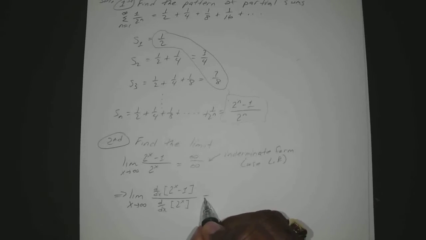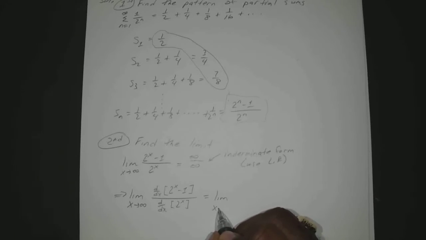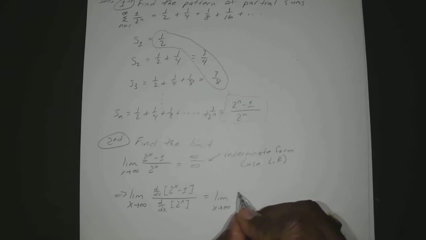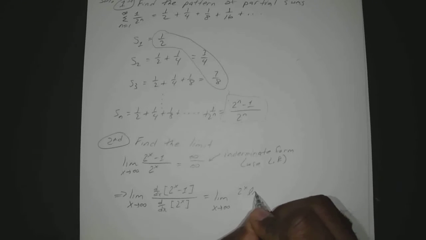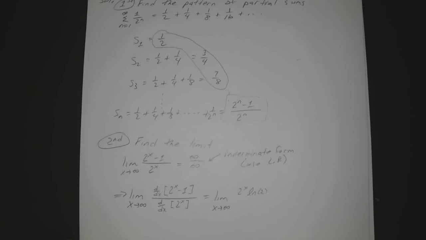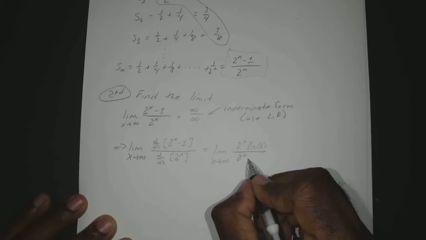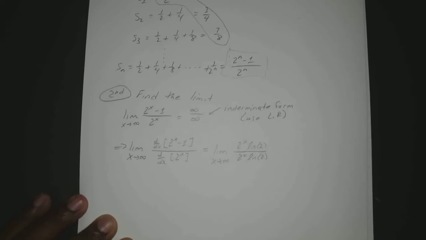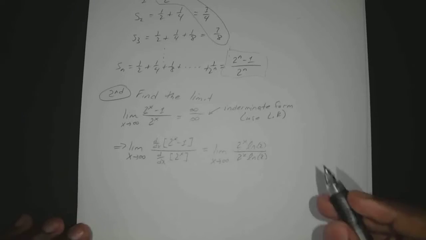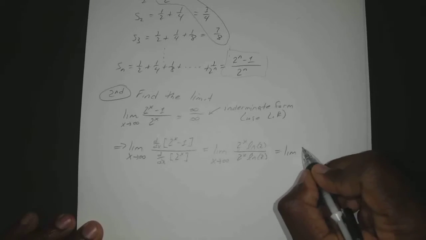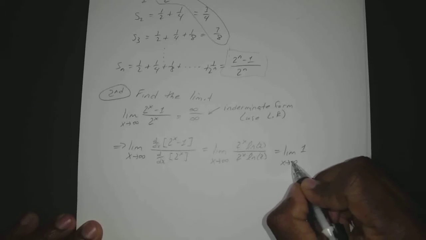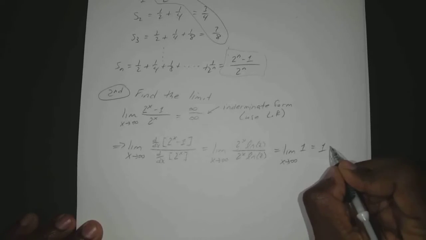Okay, so this actually equals the limit as x approaches infinity of 2 to the x times natural log of 2, since the derivative of negative 1 is just 0, over 2 to the x times natural log of 2, which just gives us 1. So we have the limit of 1 as x approaches infinity, which is just 1. So the series converges, and the sum is actually converging towards 1.